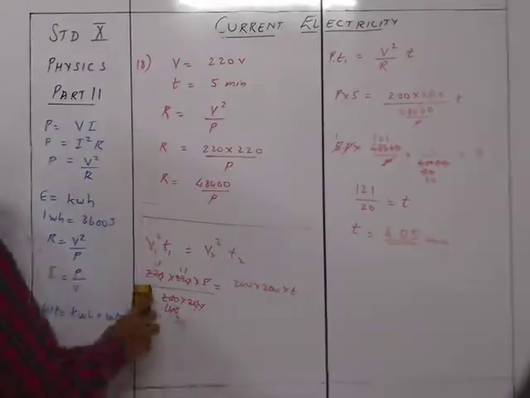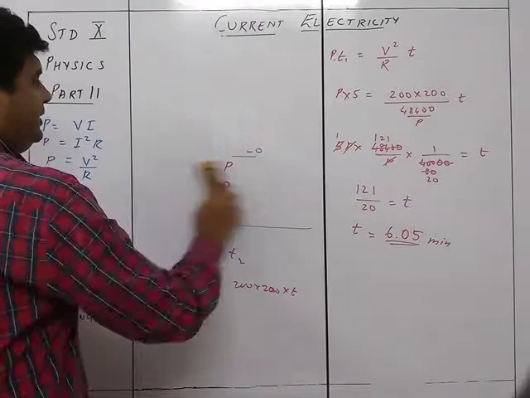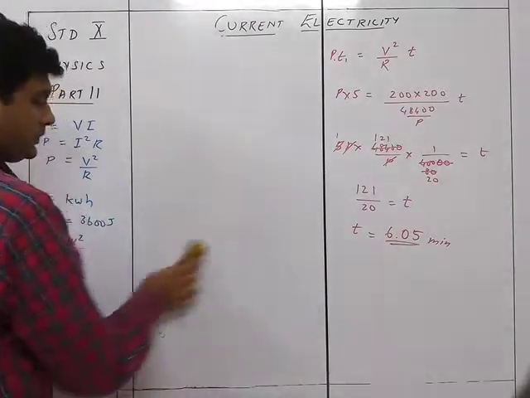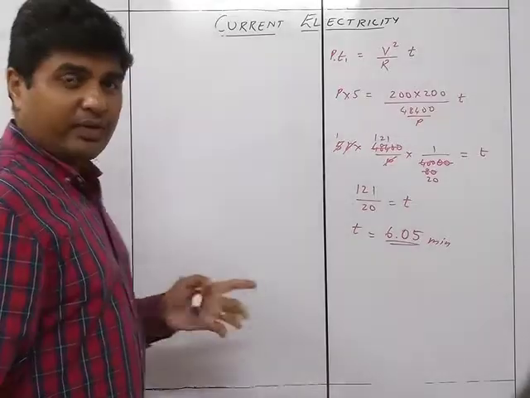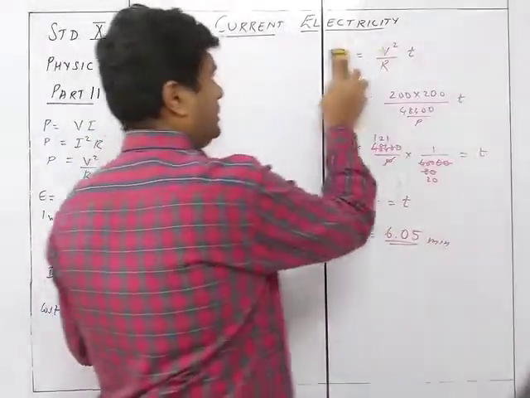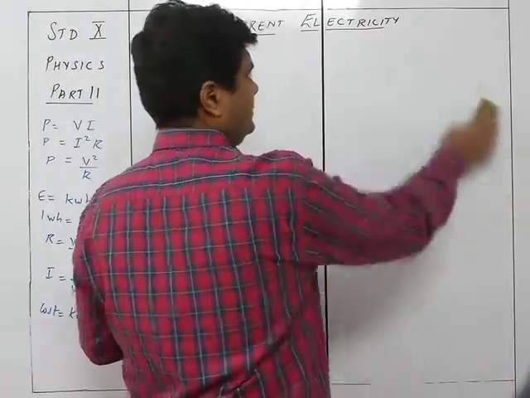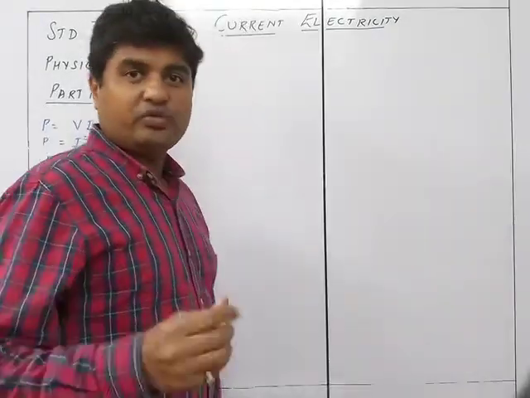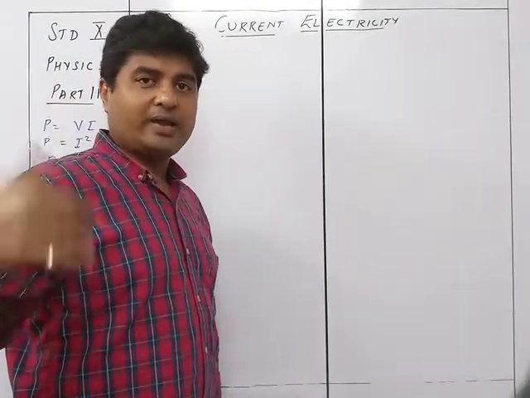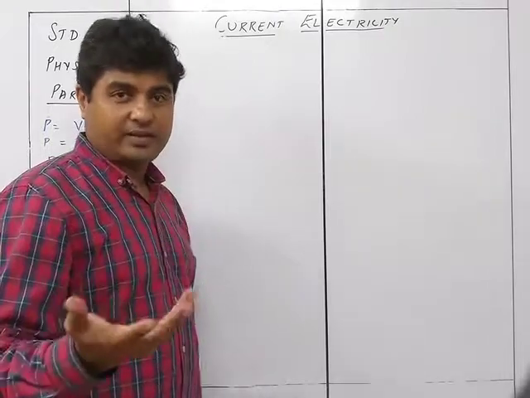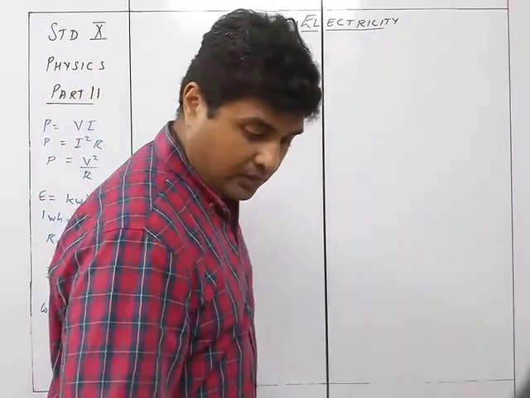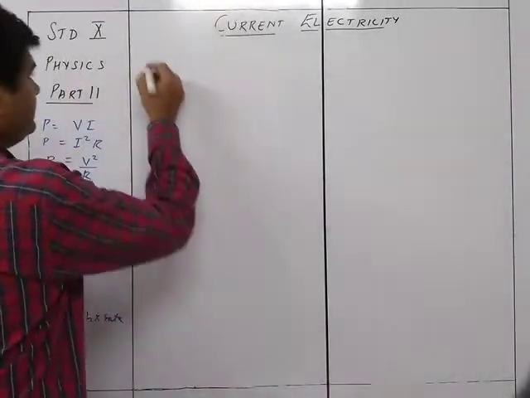That was sum number 18. Why we took it this way is nothing but V into T, because R is cancelling, that is why R got cancelled. It was V square upon R into T is equal to V square upon R into T. Both sides, the power is the same. The energy required is the same. We move on to sum number 19.